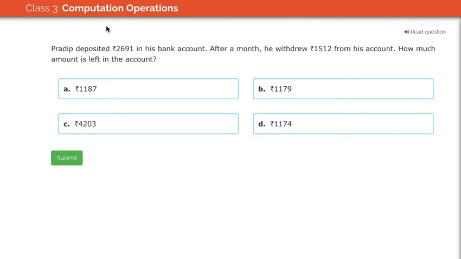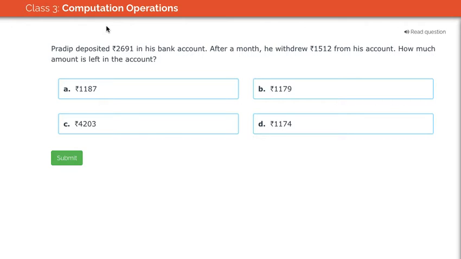Okay, Bharat deposits 2,691 in his bank account. After a month, he withdrew 1,512 from his account. How much amount is left in the account? So let's do. Oh, sorry. I thought it was 269. Sorry.